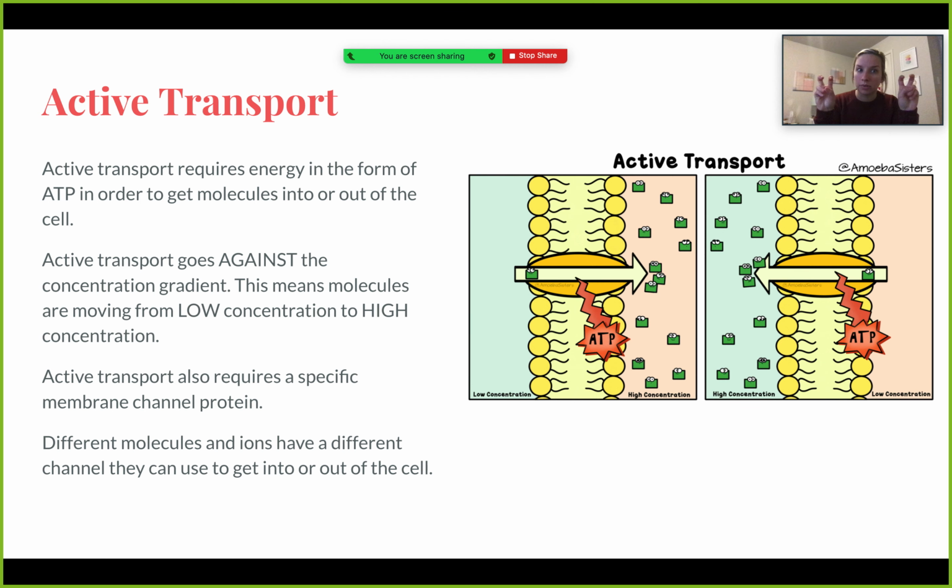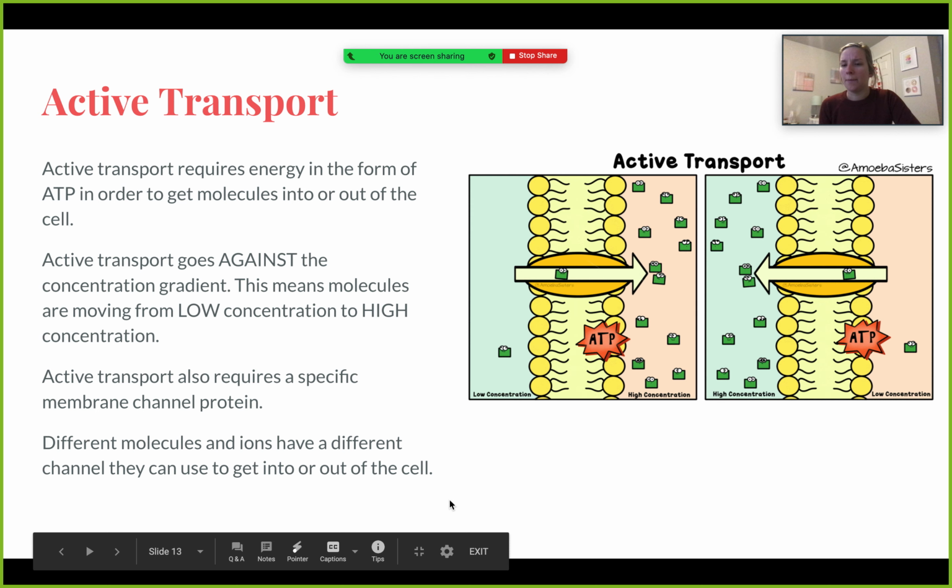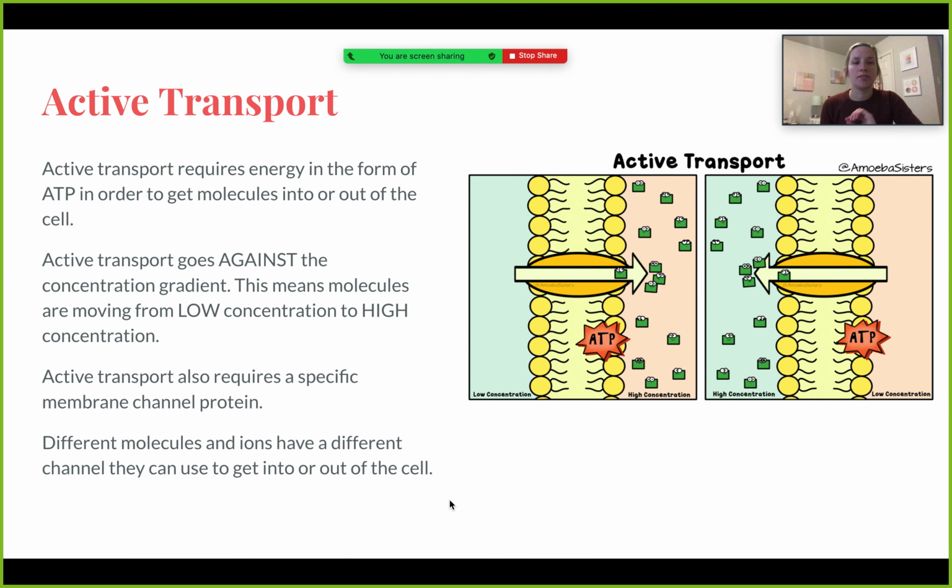You have to kind of convince them to go against the gradient by giving them energy. So going against the gradient is always going to use energy, and against the gradient means from a low concentration to high concentration. And different molecules and ions have different channels that they use. So sugar is going to use a different channel than salt would, or potassium is going to use a different channel than hydrogens would. So they all have a specific channel that they pass through.